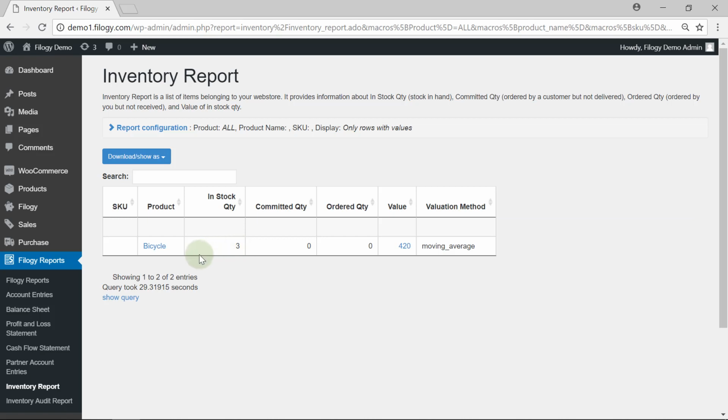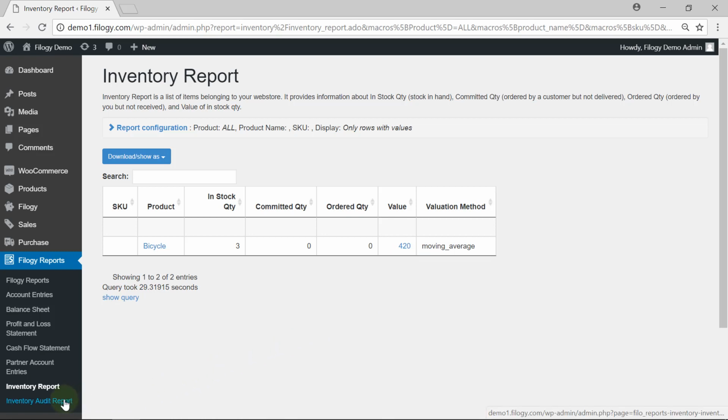There is only a bicycle in stock. The stock quantity is 3. There is no committed amount, so this product is not currently in a shopping cart of a customer. There is no ordered quantity, no merchandise ordered from the supplier that has not yet arrived. The total stock value is $420.